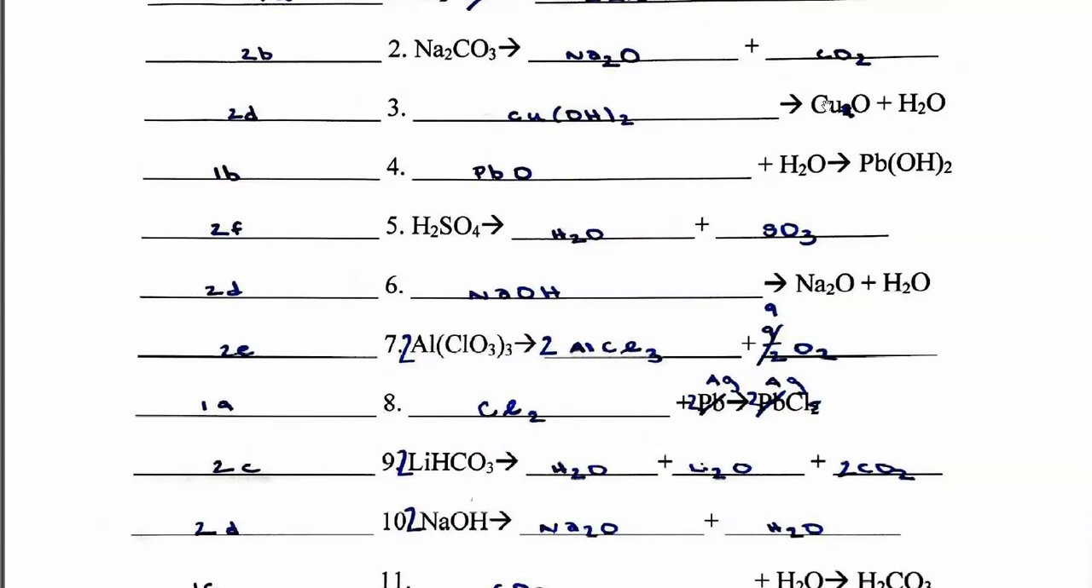Number 3, if you notice, you have a metal oxide and water as your products. So this is going to be a 2D. Guys, you should realize that this is a base. So this whole reaction is the exact opposite of a 1B, which is a metal oxide plus water gives you a base. So if you ever forget what a base is made up of, just look at 2D and go, oh yeah, of course, it's metal and hydroxide.